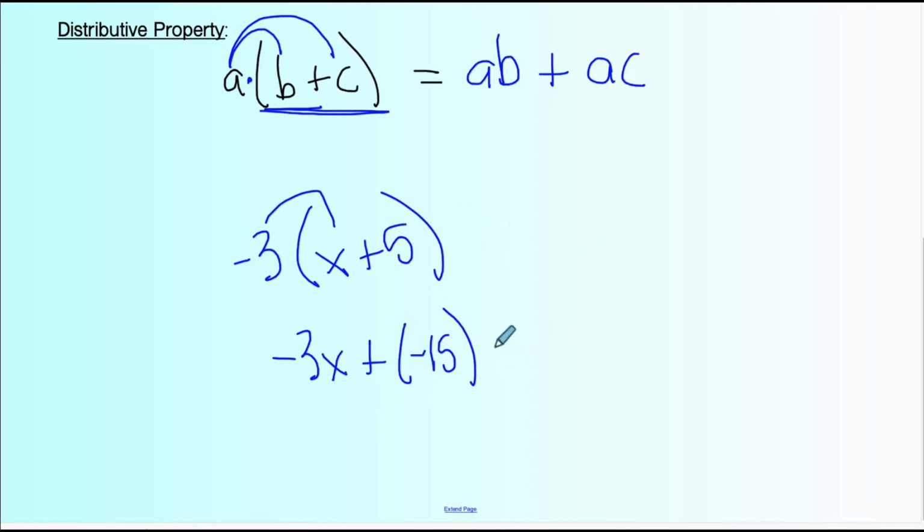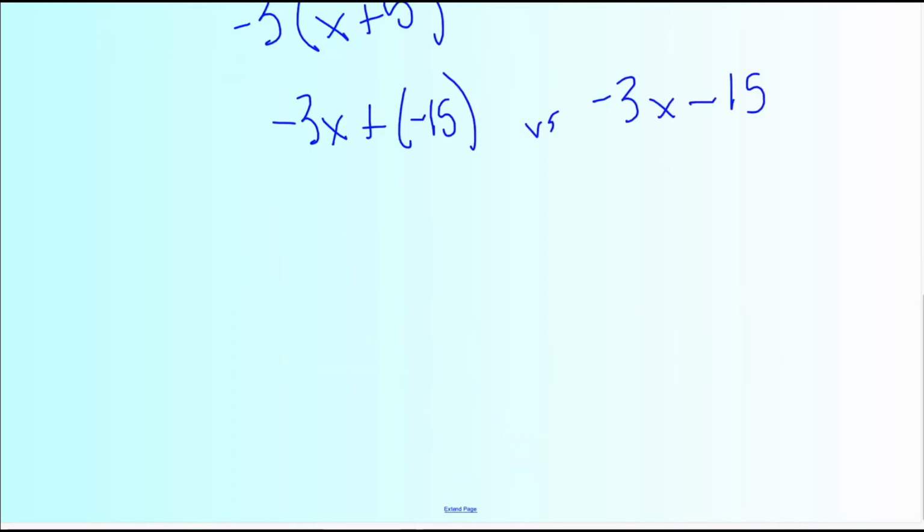Alternatively, you could write this as negative 3x minus 15. I'll write it out so you can see it. Both of these expressions mean exactly the same thing, but remember, you can write subtraction as add the opposite, so plus negative. That would be the same way of writing the expression. Either version is correct. Let's do another example with distributive property.